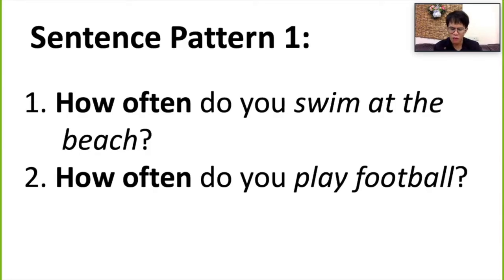When we say how often, what does it mean? So I will search the meaning here. I will use Google Translate. Alright, I think my internet is very slow. Okay, so here it is. When we say how often, it means บ่อยแค่ไหน. So how often do you swim at the beach? Or how often do you play football? So this is very easy.